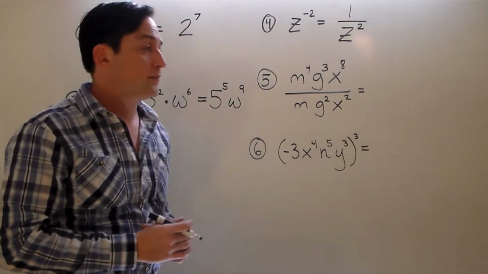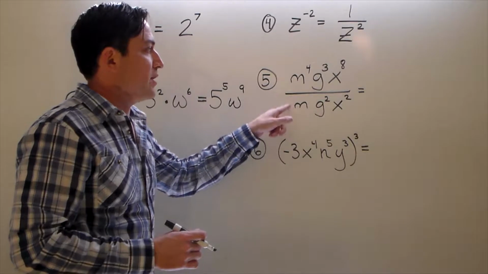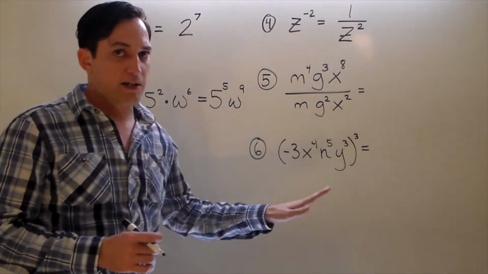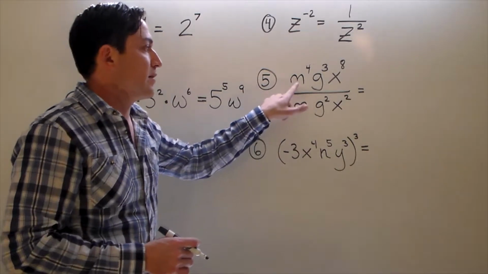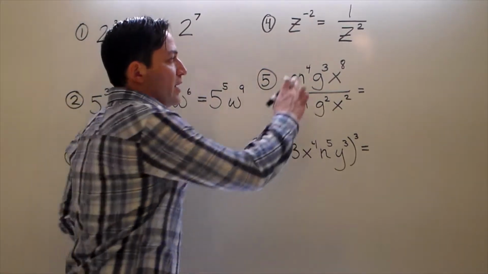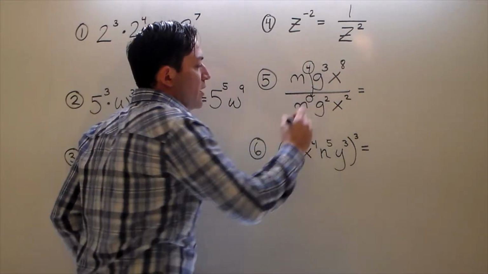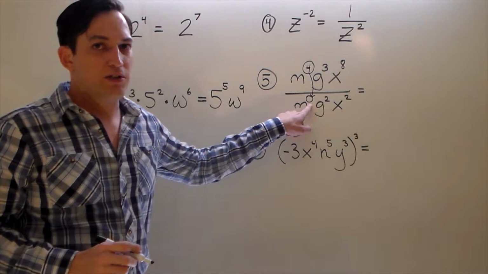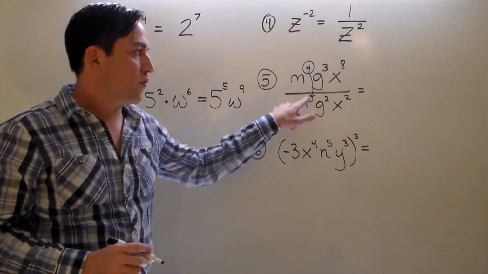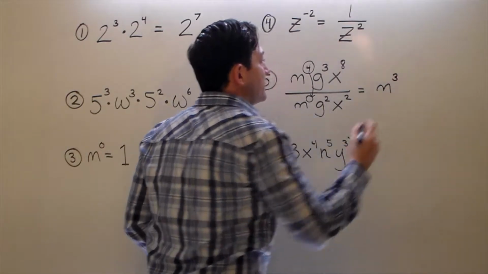Alright, so right here we have a little bit more difficult of a problem. We have division, so the quotient of powers. The first thing I'm going to do is take it one term at a time. That's the best way to approach these multi-step problems. So I'm going to start with my m. I have m to the 4th, so I'm going to say 4 minus 1. We should know by now if there's not an exponent for a variable, it's understood to be a 1. So right here I'd have 4 minus 1, so that would be m to the 3rd.